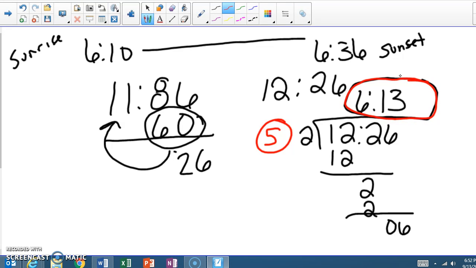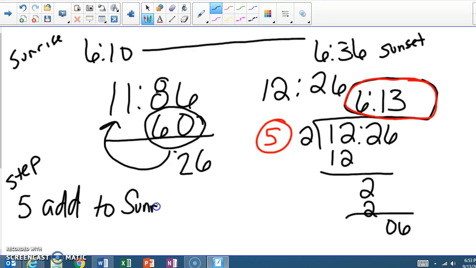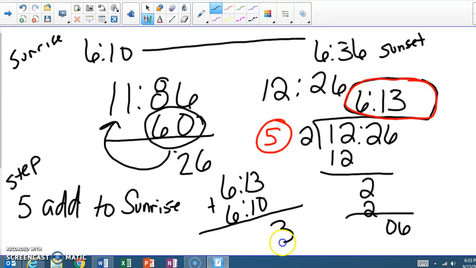So that's step 5. Our last step, which is going to give you the answer for local noon time, is you're going to take step 5 and add it to sunrise. So I have 6 hours and 13 minutes plus 6 hours and 10 minutes, which means in this case for this particular day, for today, where the sun was the highest in the sky over Arizona, is 12:23. And that is how you do local noon time.